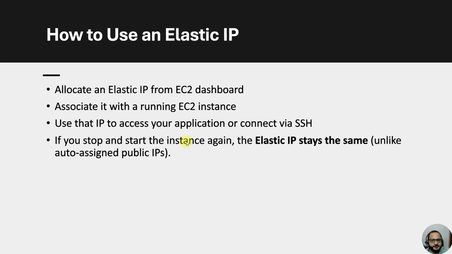So how to use an Elastic IP address? Allocate an Elastic IP address from the EC2 dashboard. Then we will associate the Elastic IP with your EC2 instance, and we can use that particular static public IP to connect to your EC2 instance as well. We will see it in a hands-on.